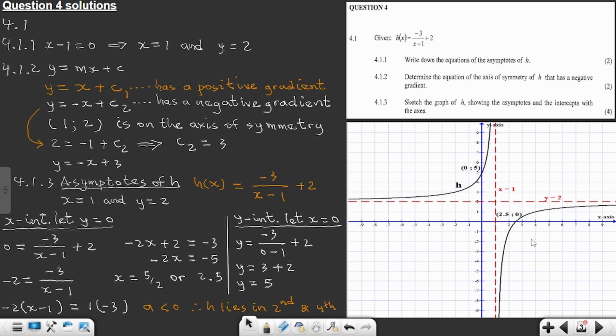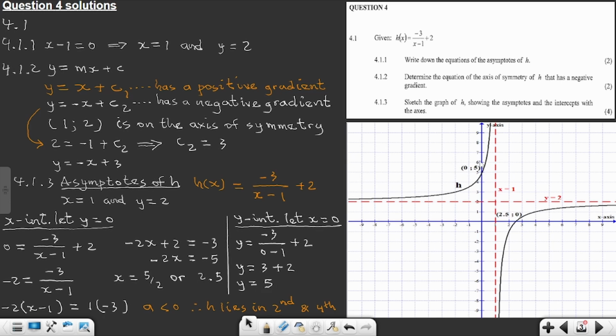You can see you have your vertical asymptote in red at x equal to 1. And you have your horizontal asymptote at y equal to 2. This is your horizontal asymptote, and this is your vertical asymptote. And you have the y-intercept there. So we found the y-intercept. Can you see? So you have the y-intercept there.